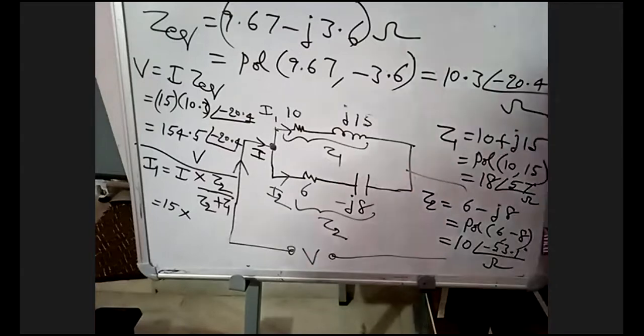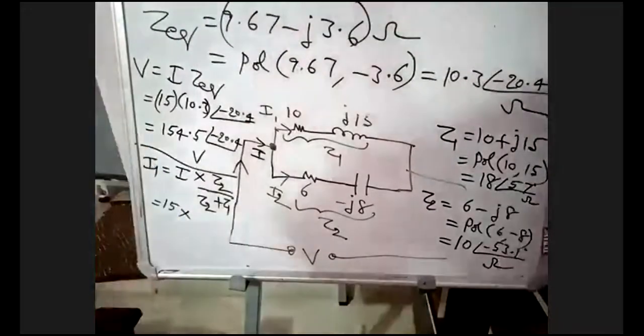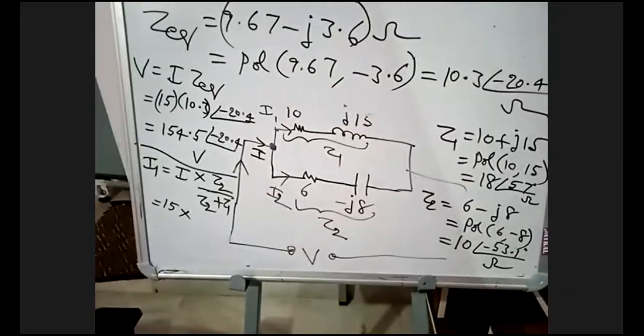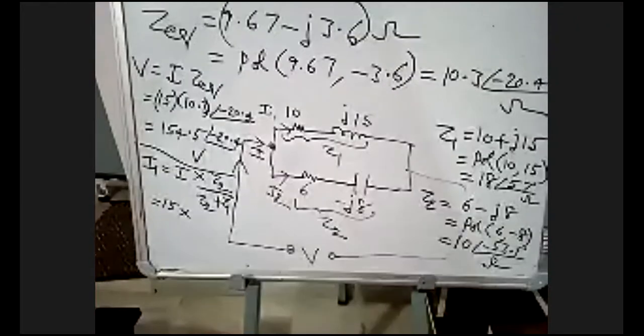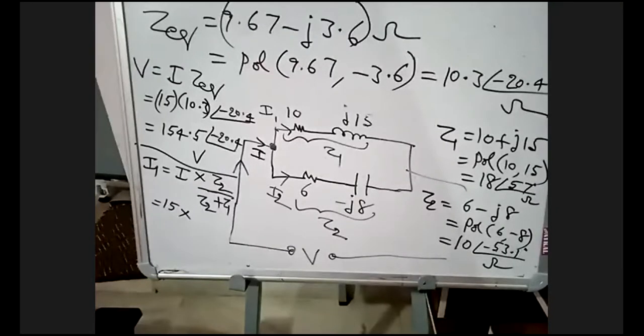This is Z2. I have told one note point. In multiplication and division, polar form is easy. In addition and subtraction, rectangular form is easy. Have I told this? Write a note.